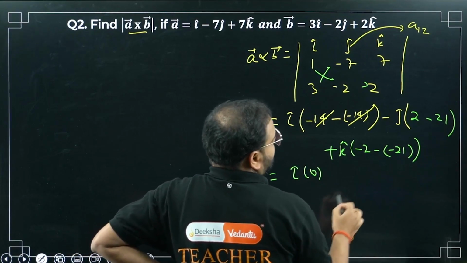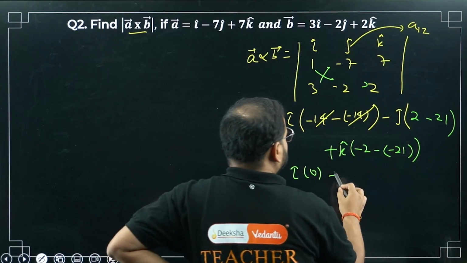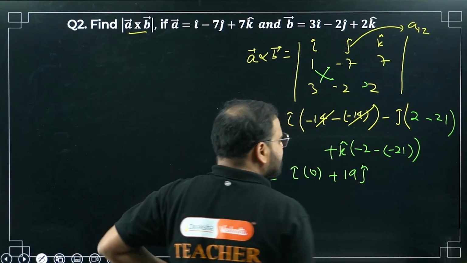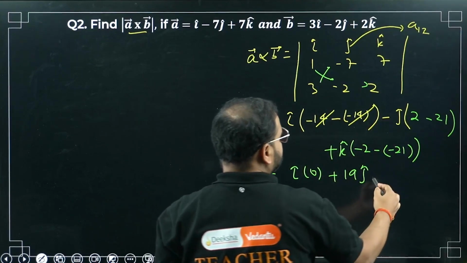With 0. How much is this? 2 minus 21. So minus 19, plus will come, so plus 19 j cap. Simple, right? 2 minus 21, so minus 19 with a minus j, so plus 19 j cap.